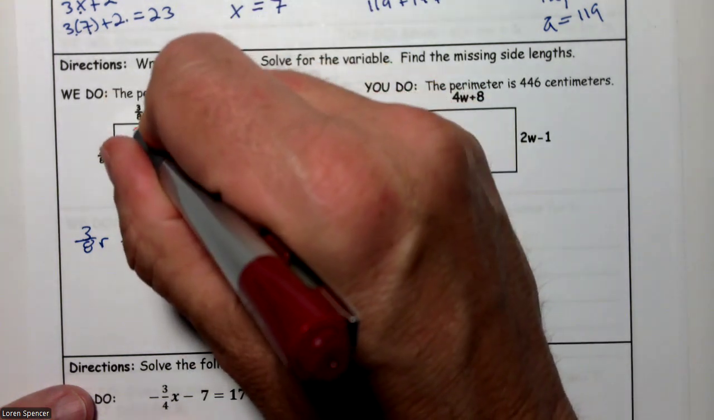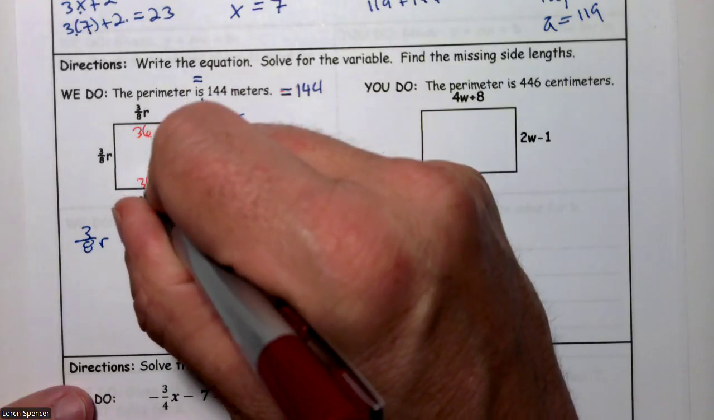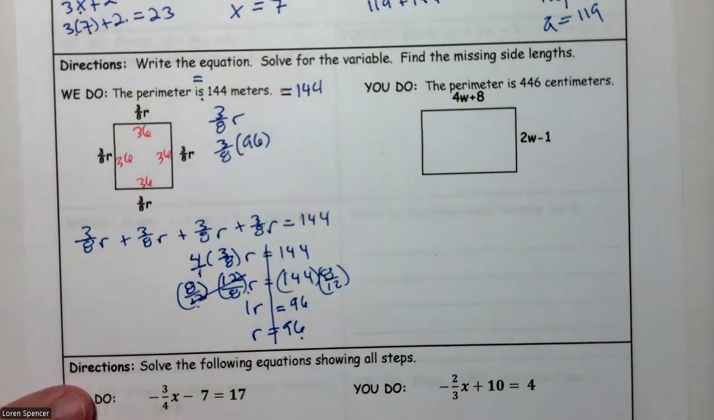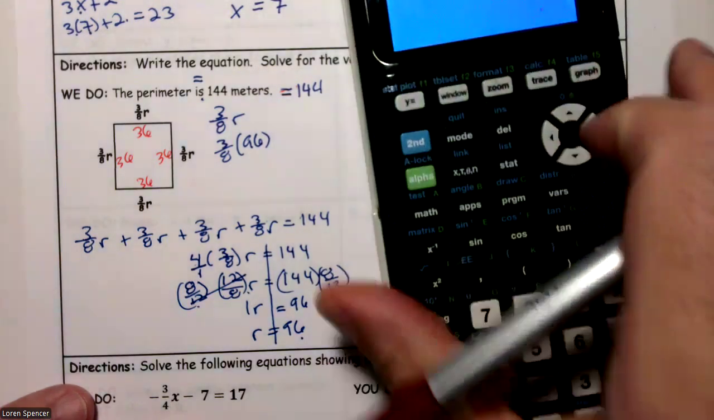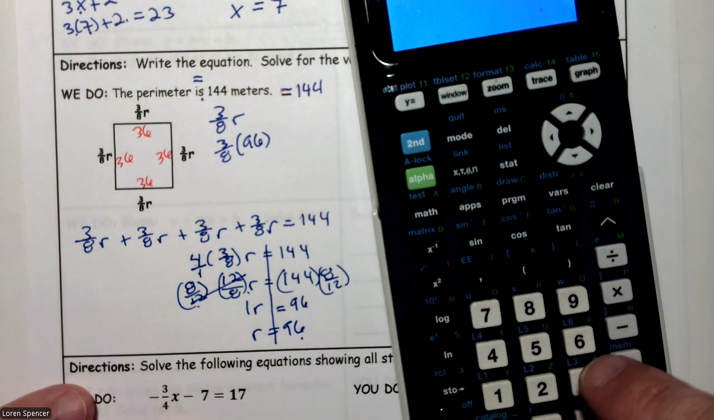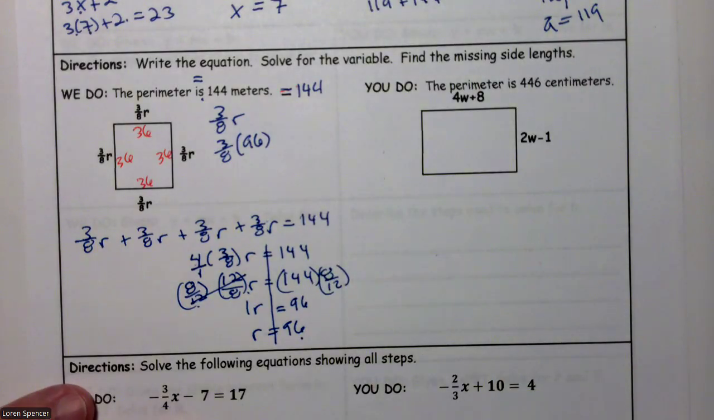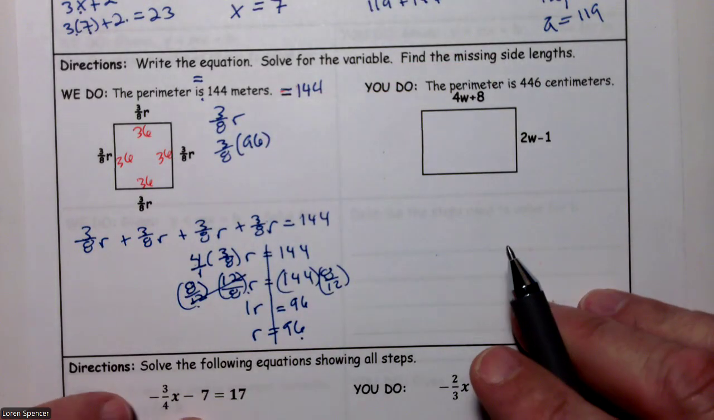So this side is 36, this side is 36, this side is 36, and this side is 36. Let's add up all those 36s. That's the same as 4 times 36, but 36 plus 36 plus 36 plus 36 is 144. So that one checks out as well.